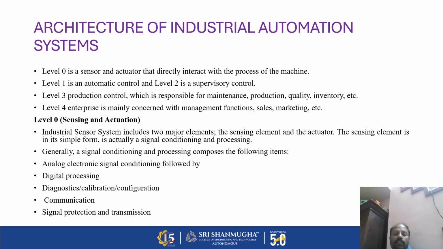First, we will see level 0, which is sensing and actuation. An industrial sensor system includes two major elements, the sensing element and the actuator. The sensing element in its simple form is actually signal conditioning and processing.